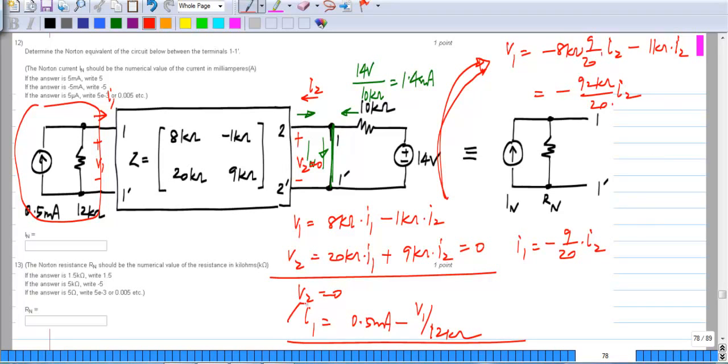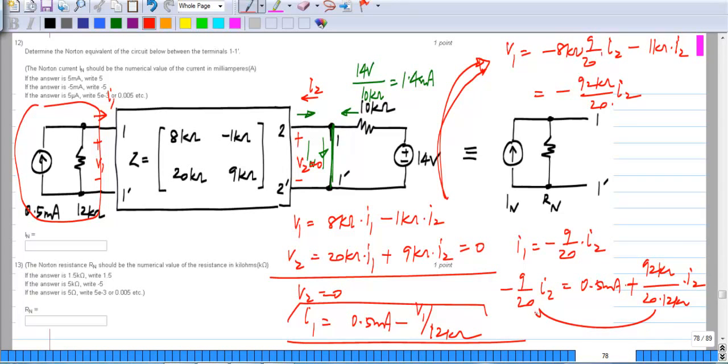And I put that into this. So I1, which is minus 9 by 20 times I2, is equal to half a milliamp, minus V1 divided by 12 kilo ohms, and V1 itself is minus 92 kilo ohm by 20 times I2. And if I take it to that side, I'll get minus 9 by 20 minus 92 divided by 20 times 12 times I2 equals half a milliamp. Okay.